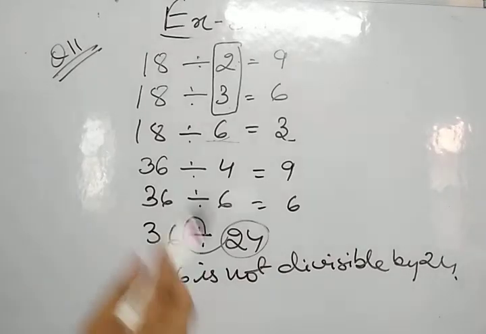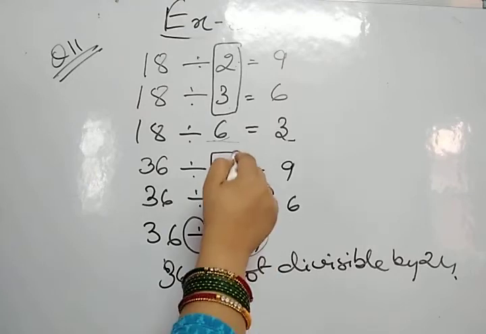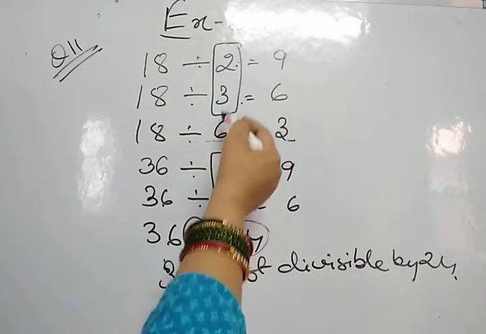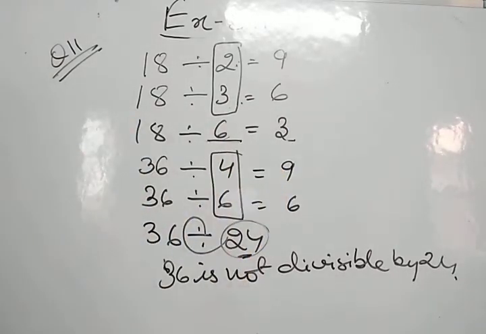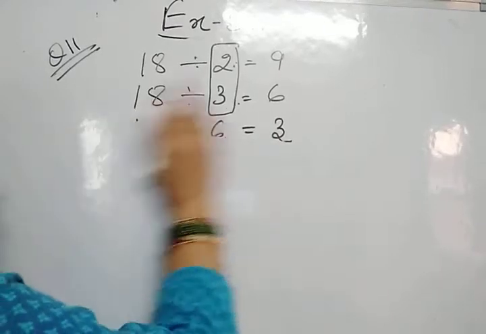Understood? For this property, the numbers should be the co-prime factors of the given number. Like 2 and 3 are the co-prime factors of 6. But 4 and 6 are not the co-prime factors of 24. That is why it is not necessary in all conditions. Okay.